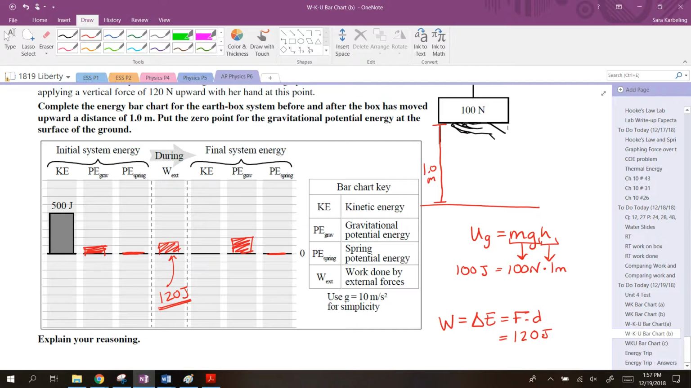All right, so then let's talk about the kinetic energy here. How much total energy do we have at the beginning? 600. And then we're going to add 120. So that means we have 720 joules total. How much of that is potential? 200. So how much do we have left? 520? The 20 is funny to me, but whatever.